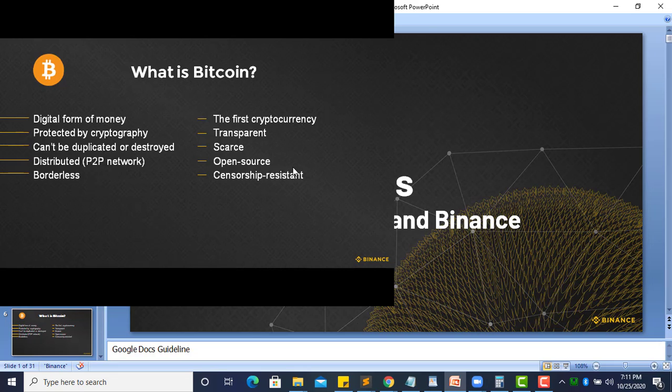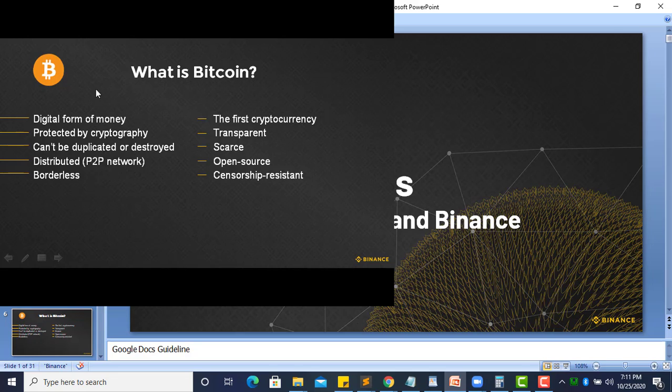So what is Bitcoin now? Bitcoin is the first cryptocurrency. So since we already know what cryptocurrency is, cryptocurrency, like I told you before, is a set of rules that is used to be able to create digital money. So Bitcoin is one of the applications of cryptocurrency. So Bitcoin is one.